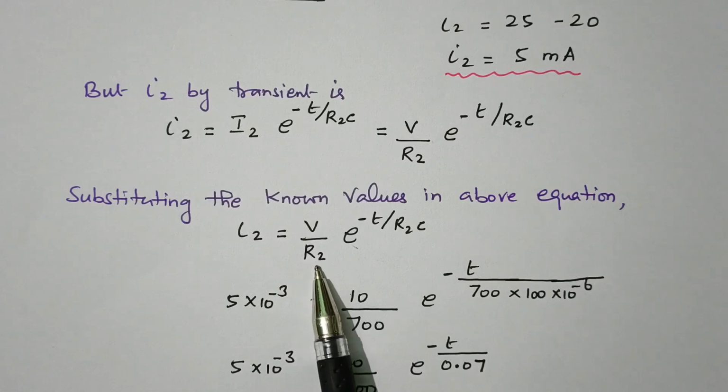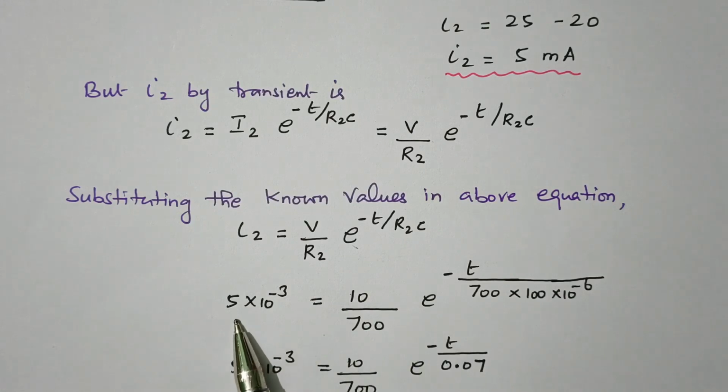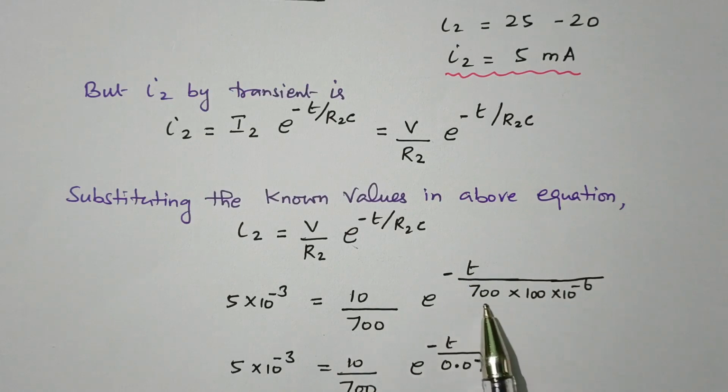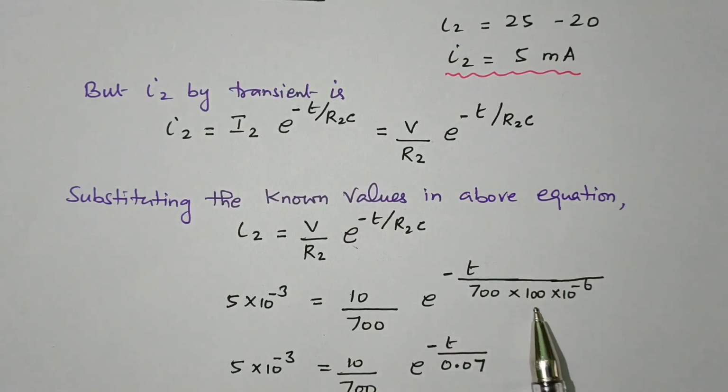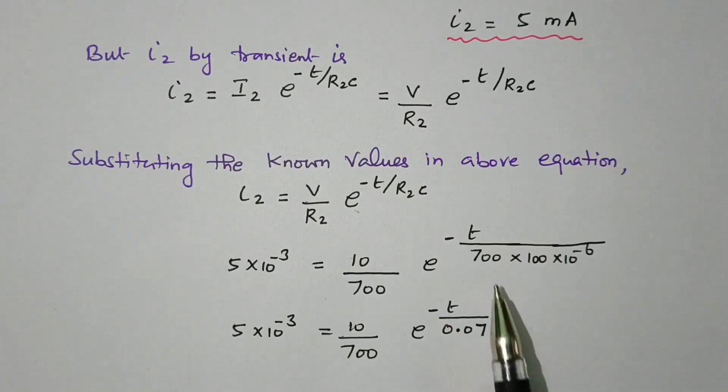I2 equals V divided by R2 e power minus t divided by R2 into C. I2 is 5 milliampere, 5 into 10 to the power minus 3. Voltage is 10 volts. R2 value is 700 ohm. E power minus t divided by R2, 700 ohm, into C, which is 100 microfarad, 100 into 10 to the power minus 6. Now we can simplify. While simplifying we get 5 into 10 to the power minus 3 equals 10 divided by 700 e power minus t by 0.07.